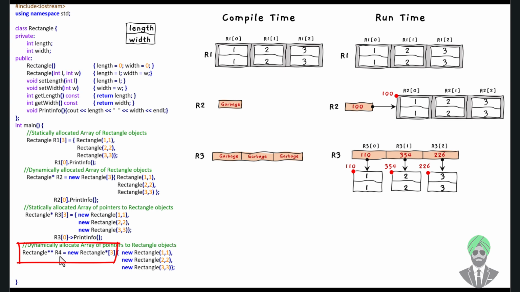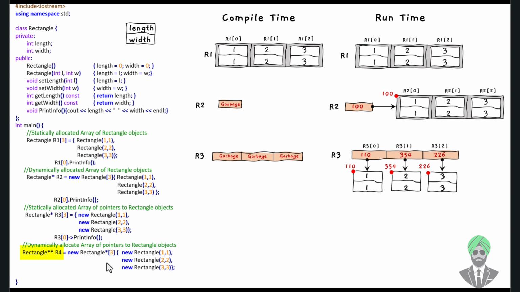So rectangle star star R4 equal to new rectangle star of size 3. This star here represents that this is an array of pointers to rectangles. If you compare it with the second case, we were declaring R2 dynamically as we are doing it here because this was an array of rectangles themselves. So we didn't put a star here. But in this case, R4 is an array of pointers to rectangles. So that's why we are putting the star here to represent that this is going to be an array of pointers to rectangles.